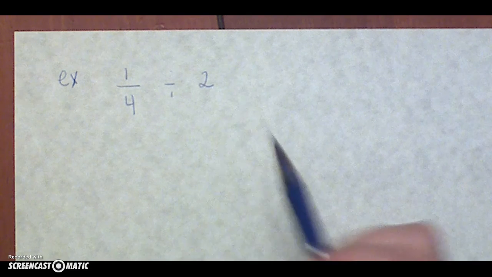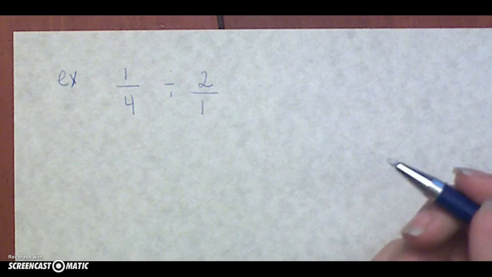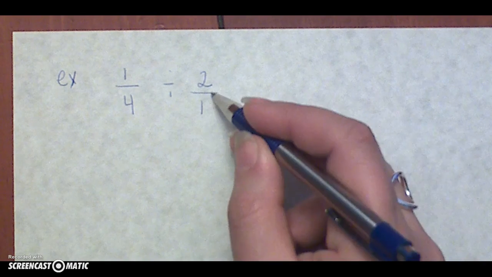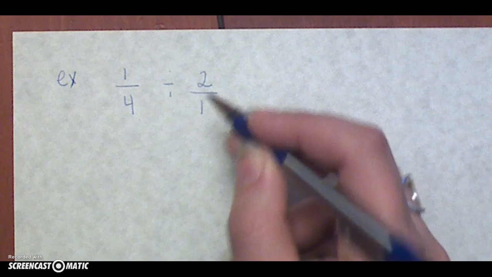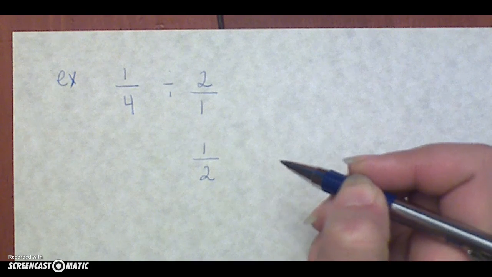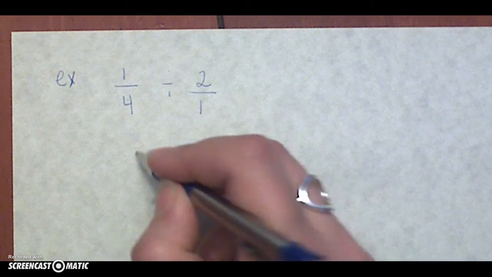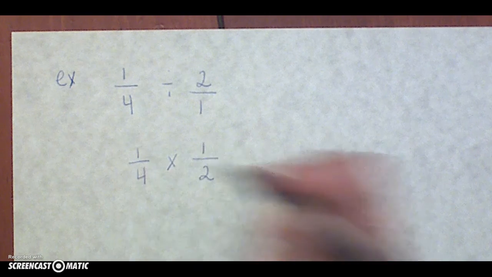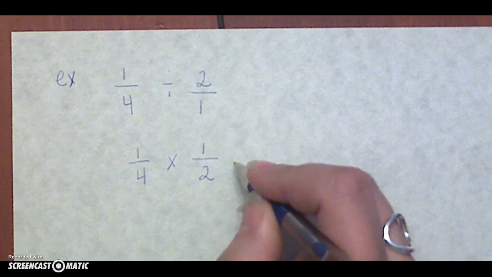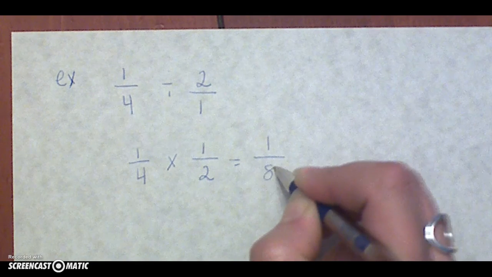So first step told us to place a 1 under the whole number. The second step said to find the reciprocal of the second number. So the reciprocal of this number. So if it's 2 over 1, the reciprocal is 1 over 2. We're going to change the division sign to multiplication, and then we have to solve. So I'm going to bring this guy down too. So now I simply just multiply across just as if we did in that last lesson. 1 times 1 is 1, and 4 times 2 is 8.